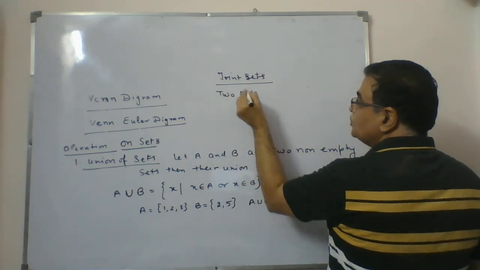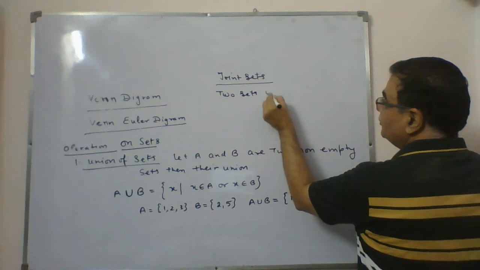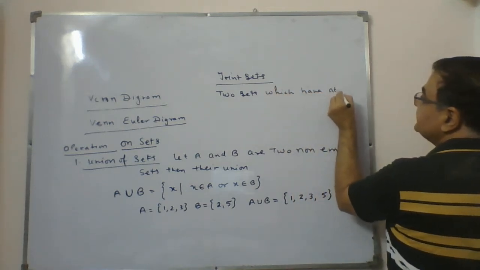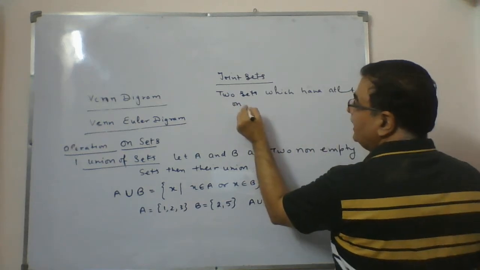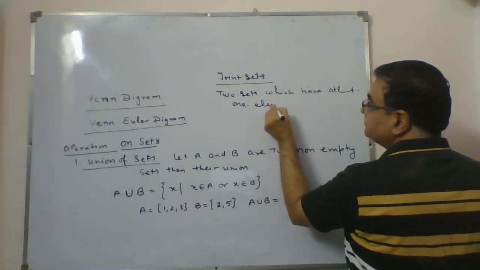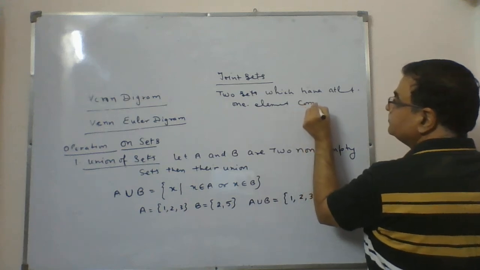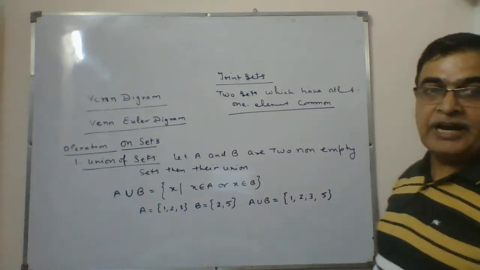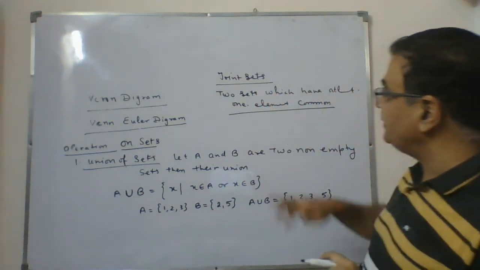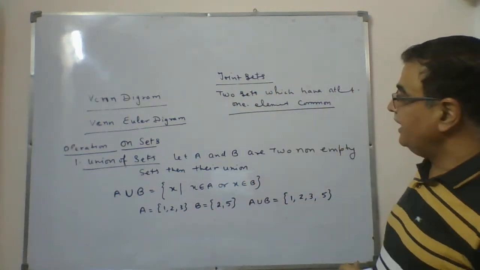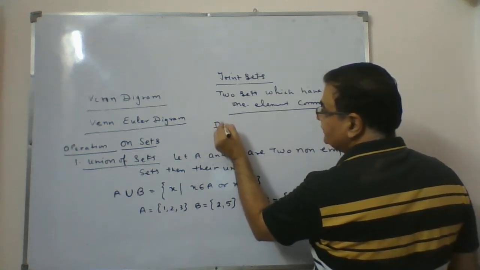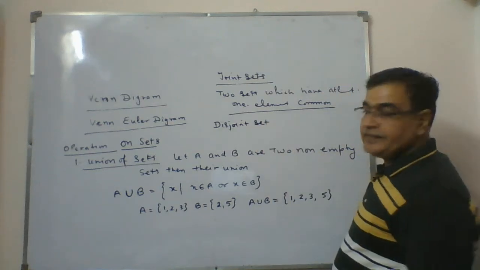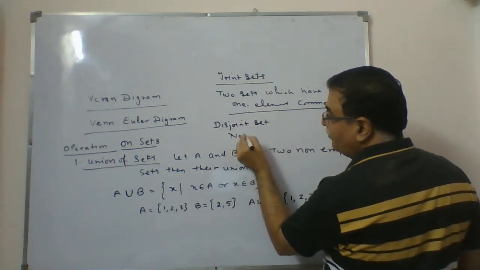Joint sets are two sets which have at least one element common. Two sets which have at least one element common will be called joint sets. And then the second one is disjoint sets. Disjoint sets means nothing is common among them.